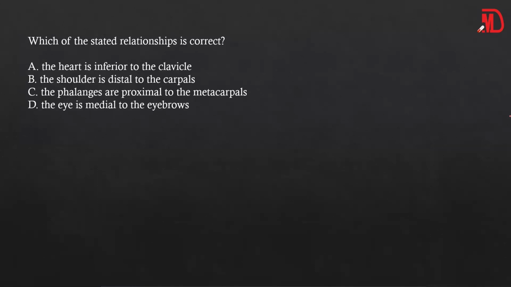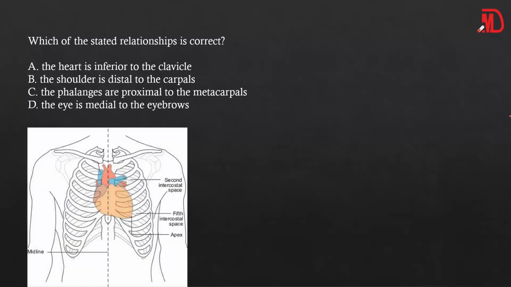The phalanges are proximal to the metacarpals. The eye is medial to the eyebrow. So it's good that we have already established what all these terminologies mean. Now let's take it one after the other. The first option is the heart is inferior to the clavicle. Let's see if this is true or not.